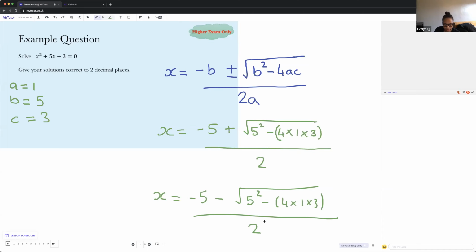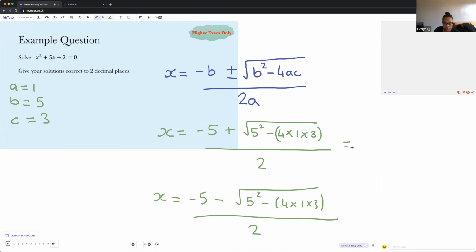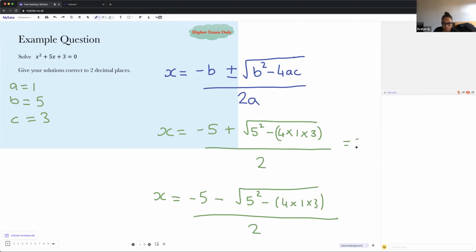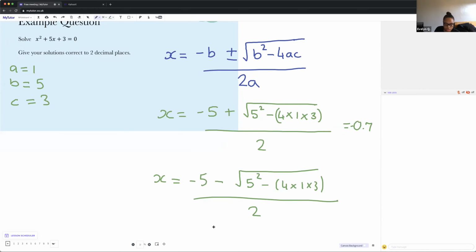So you've got minus 5. Cool. So your first answer should be minus 0.7. Oops, minus 0.7. And your second answer should be minus 4.3. So remember, the question is asking to leave your solution correct to two decimal places.